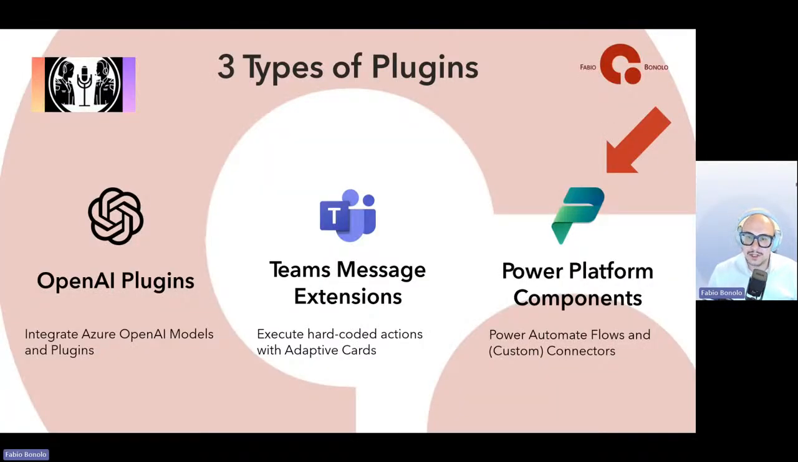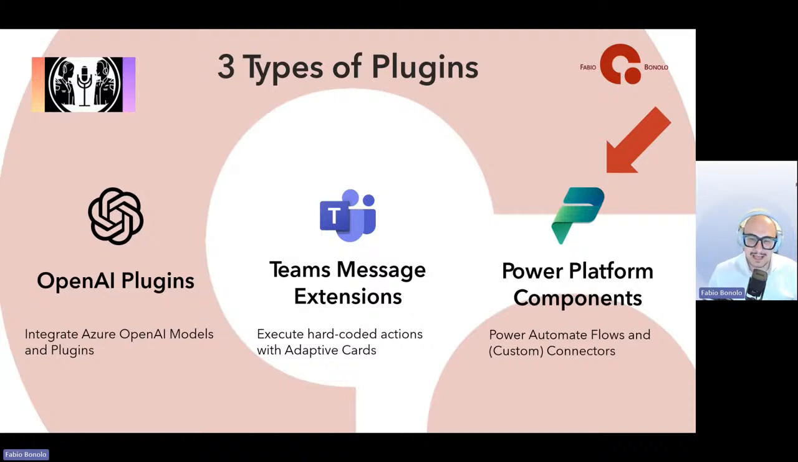And here you can see the three choices that you have. With OpenAI plugins on the left, you'll get access to Azure OpenAI models and plugins. With Teams message extensions, you can execute hard-coded actions in third-party applications directly from within Microsoft Teams. And with Power Platform components, you can directly access Power Automate flows and connectors, for example, your own pre-built custom connectors.